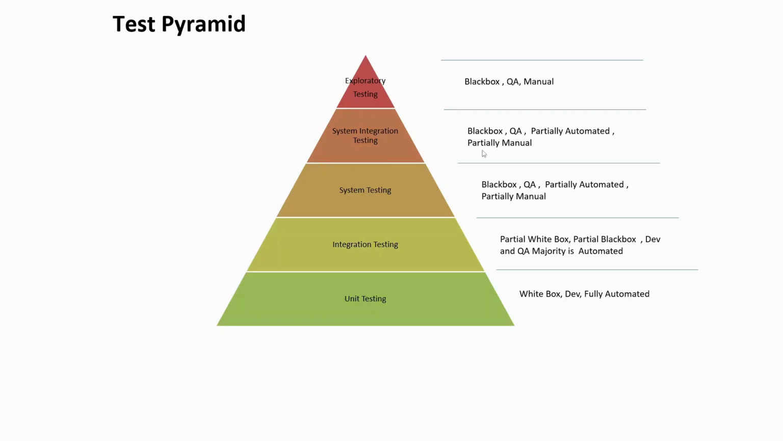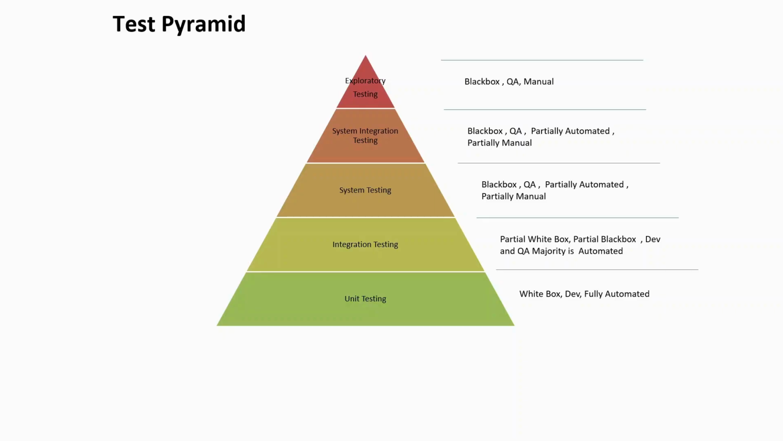These are all black box testing and predominantly done by the QA team, the business users, as well as the end users. They are partially automated and partially manual. You can also use some tools like Selenium or Playwright to completely automate the end-to-end journeys.